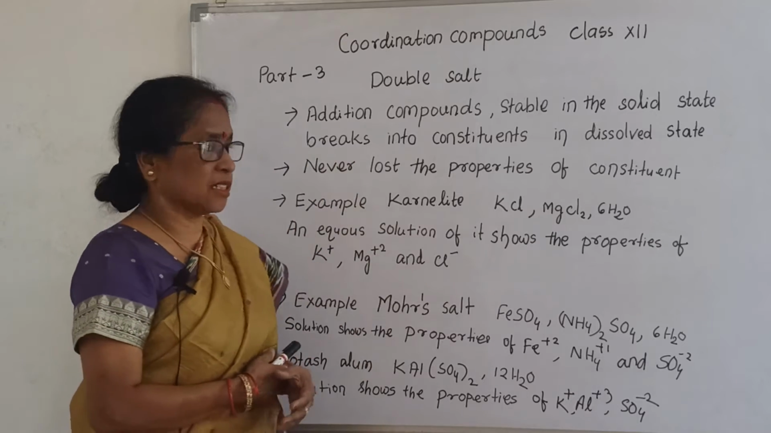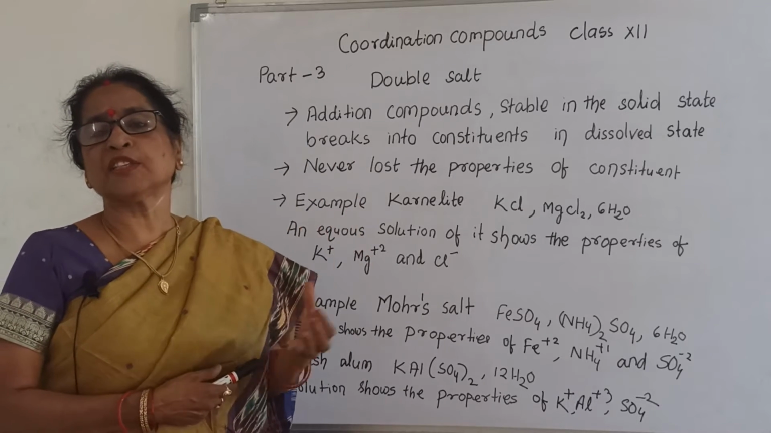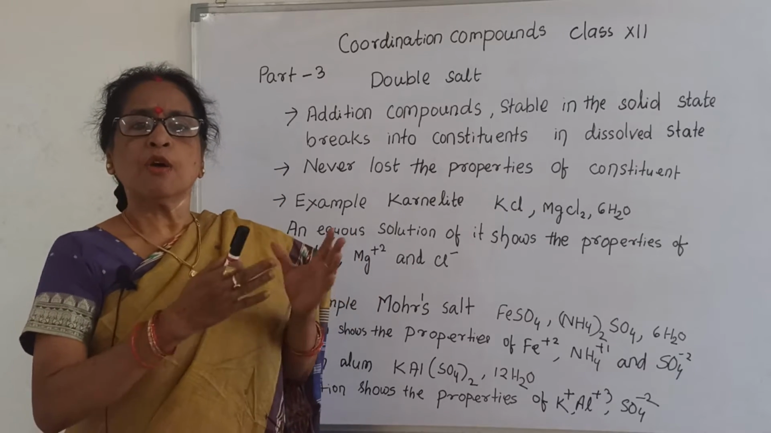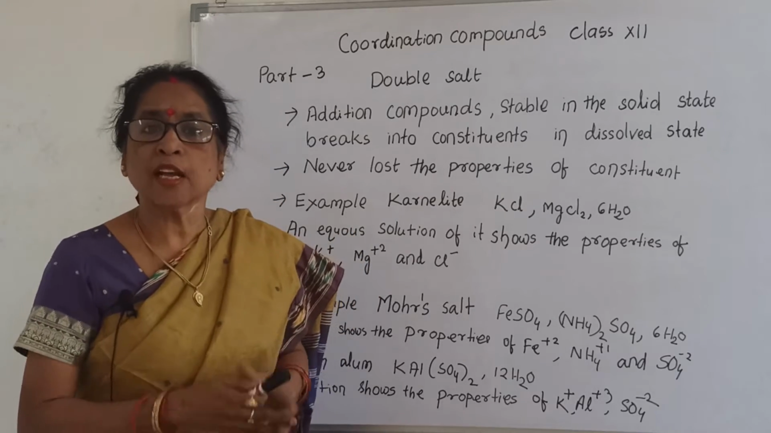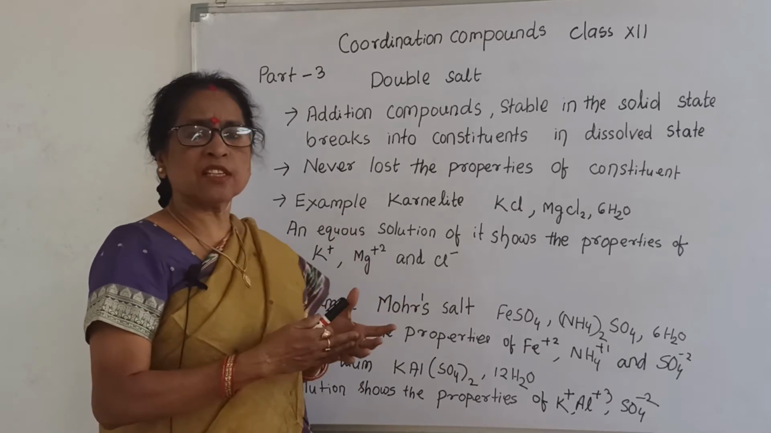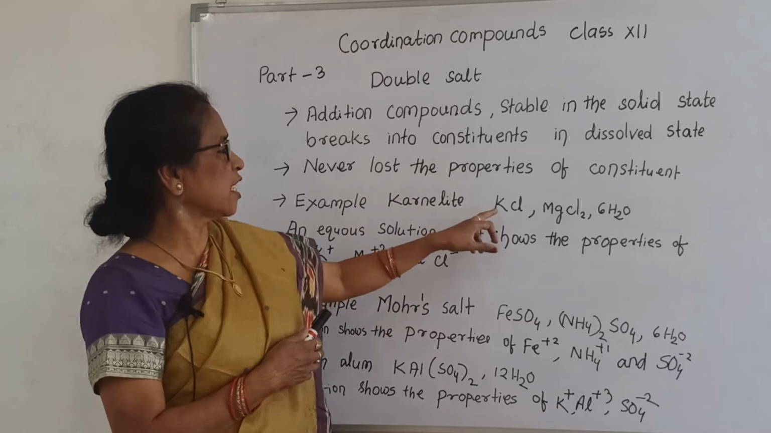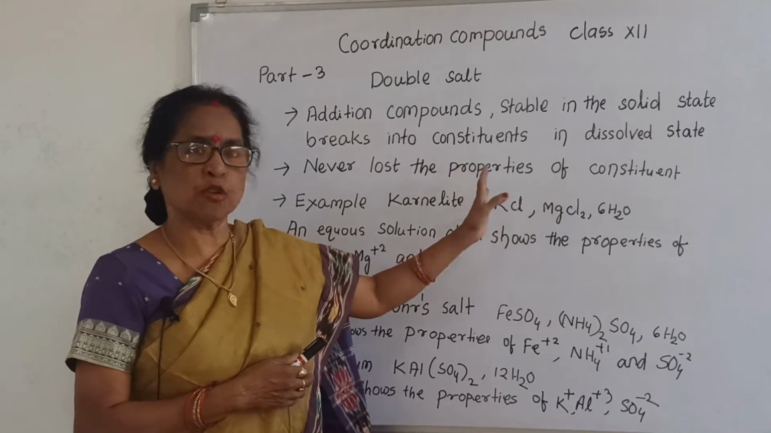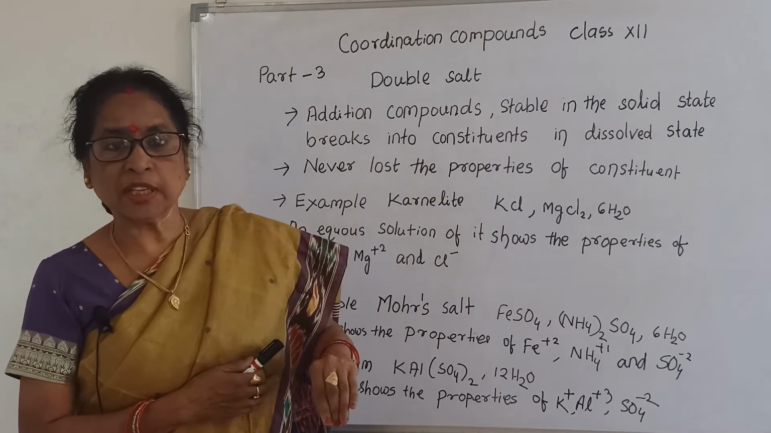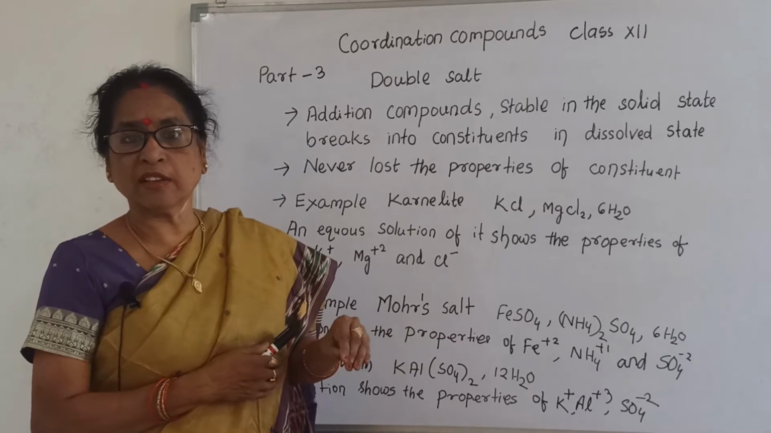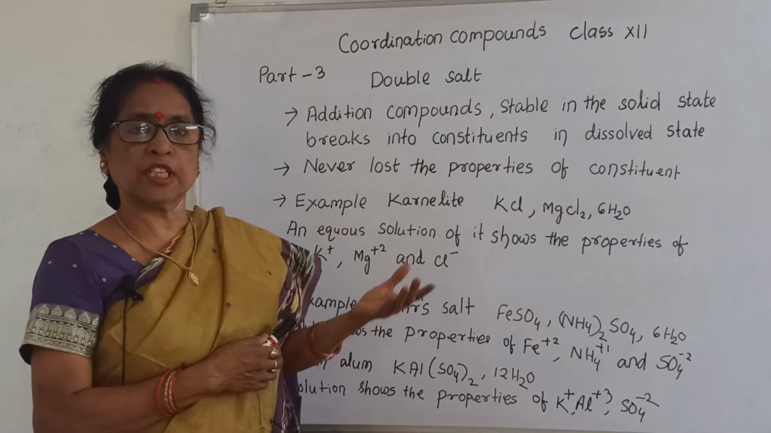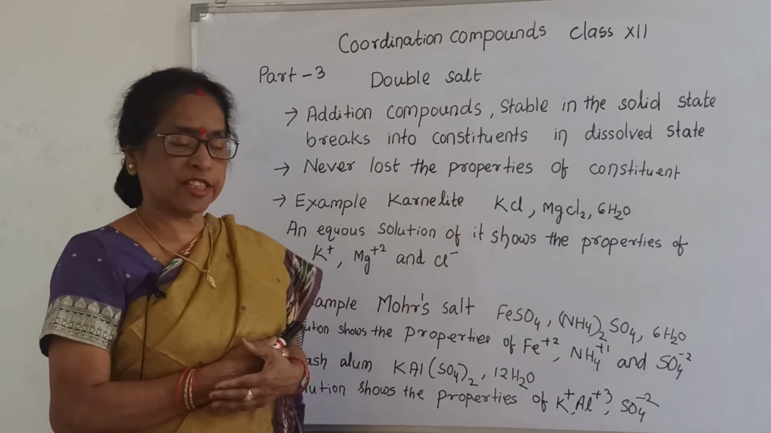So what does it indicate? A double salt means it is an addition compound. It is an addition compound which gives the idea of which ionic compounds are present with how many water molecules of crystallization. So it is a crystalline structure, but here KCl, MgCl2, 6H2O, carnallite, is solid and stable. When you add water, it is not stable, it forms ions. The constituent ions are present, and it shows the properties by acid radical and base radical tests.